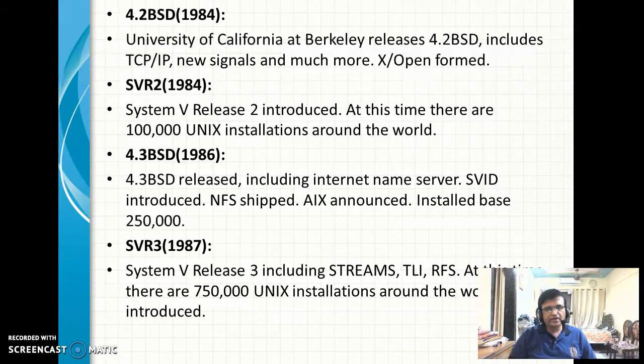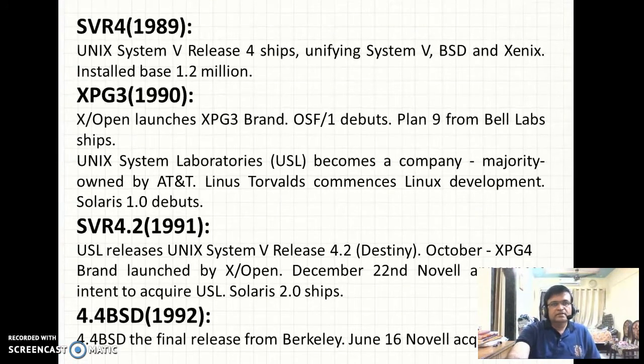Then came S5R3 in 1987. System 5 Release 3 includes streams, TLI, RFS. At this time there were around 7,50,000 machines with Unix installation around the world. IRIX was also introduced during this period. System 5 Release 4 ships, unifying System 5, BSD and Xenix, and this increased its base to around 1.2 million in 1989.